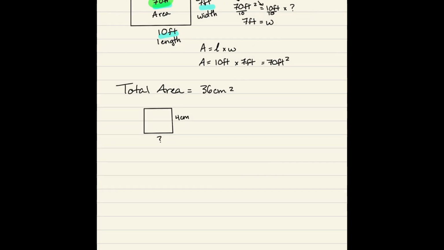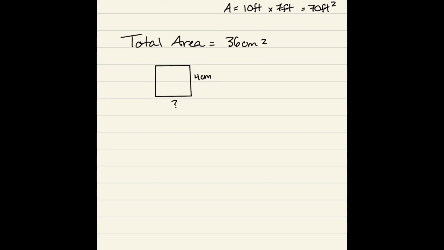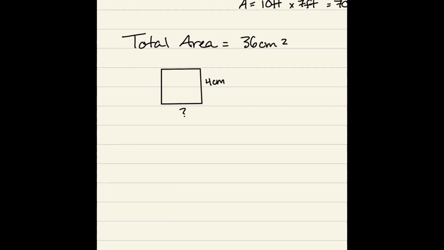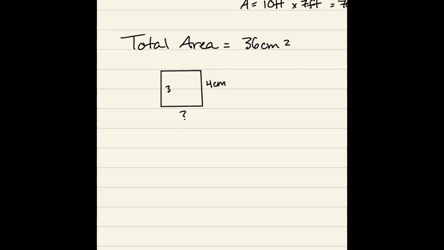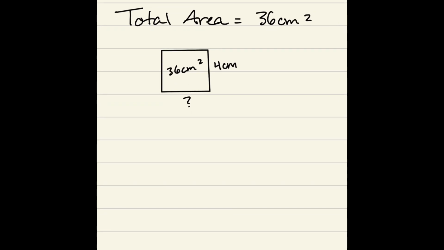Okay, so we are back with another example on area. Looking at this example, we know that our total area is 36 centimeters squared, so I'm going to go ahead and write that in our rectangle here. One side is 4 centimeters, and we were looking for this other side, the question mark.